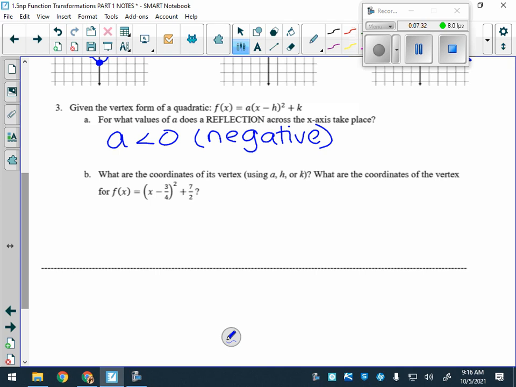Using the same equation above, using a, h, and k, what are the coordinates of the vertex? Mia. Just leave it. Unless you're graphing it. Okay. HK determines the vertex. Okay. And for this particular problem, the vertex is 3/4 and 7/2. Okay. Any questions on the warm-up?